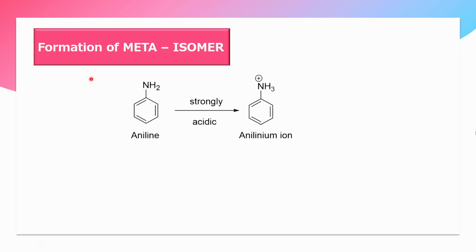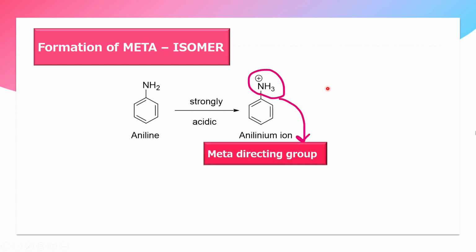So when we are using the nitrating mixture, which is concentrated HNO3 and concentrated H2SO4, which is strongly acidic, when we react it with aniline, we get an anilinium ion, which is actually a meta-directing group. That's why we're getting such a large amount, 47%, of the meta isomer. So how do we suppress the formation of this isomer?